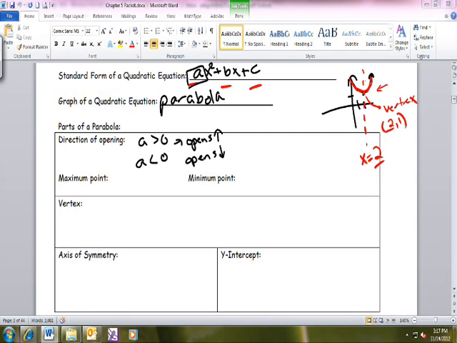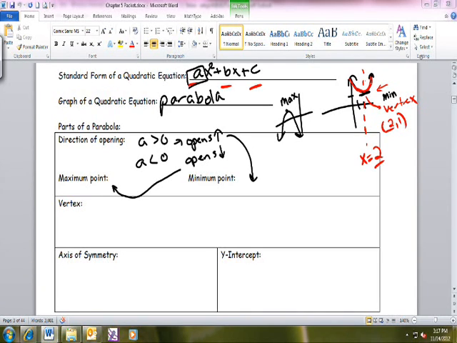Now, if you have a positive opening graph, this vertex ends up being our minimum. So if a is positive, you've got a minimum because it's the lowest point on the graph. If a is negative, you have a maximum. So if it opens up, you have a minimum point. If it opens down, you have a maximum point.